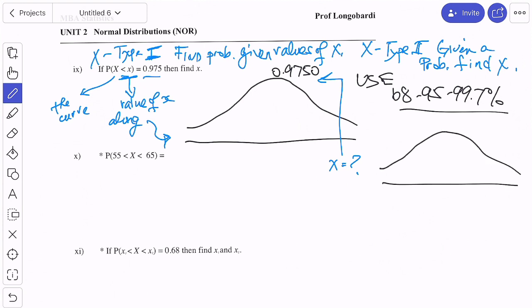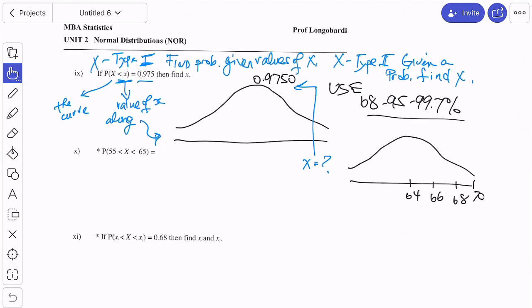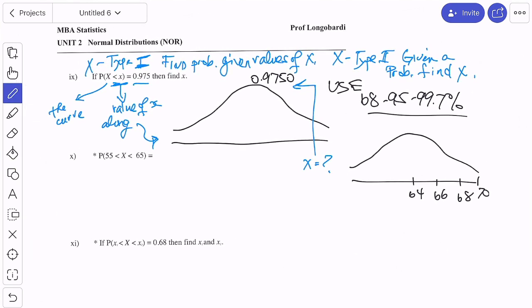So I'm going to redraw this here with 64, 66, 68, and 70, and this way 62, 60, and 58. Can you see that? Where is 97.5? Where would I see that? Let's just chop it up.